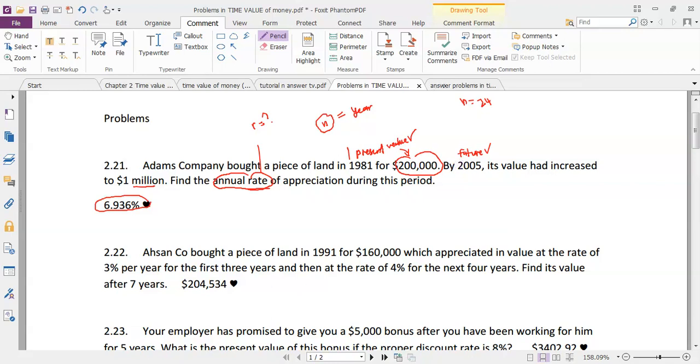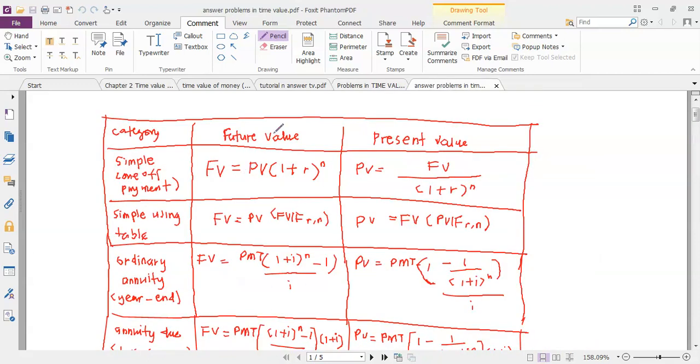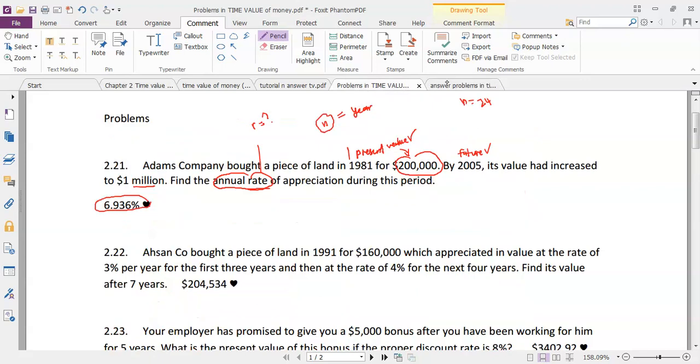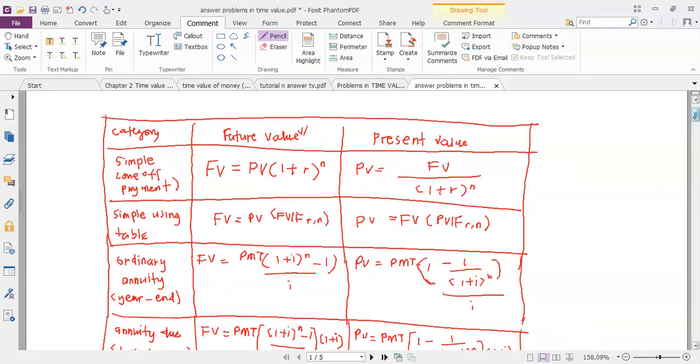Tak ada pun dia kata compounded monthly ke, tak ada pun dia kata annuity due ke. So just use the simple one-off payment, future value formula. Simple. FV is equal to PV(1 plus r)^n. Let's look here how to do it. So question number 1.